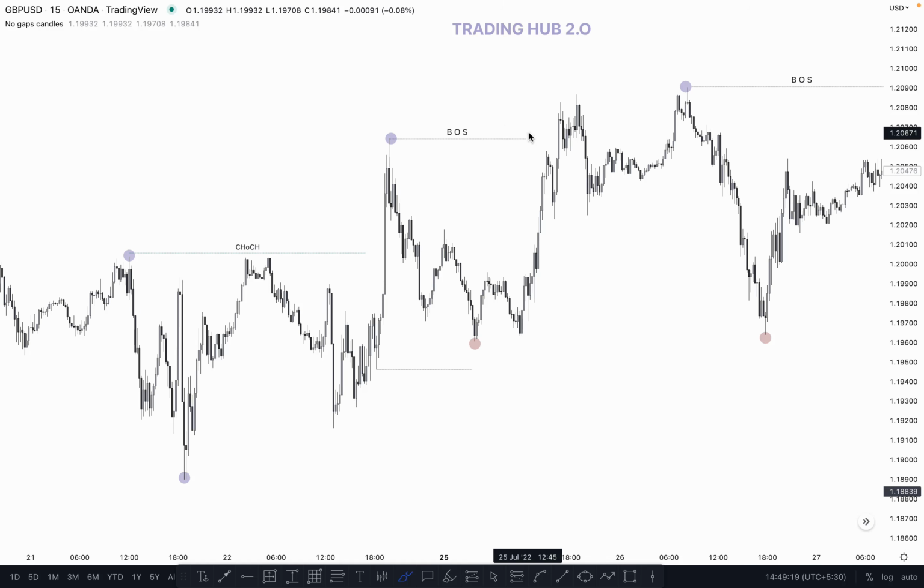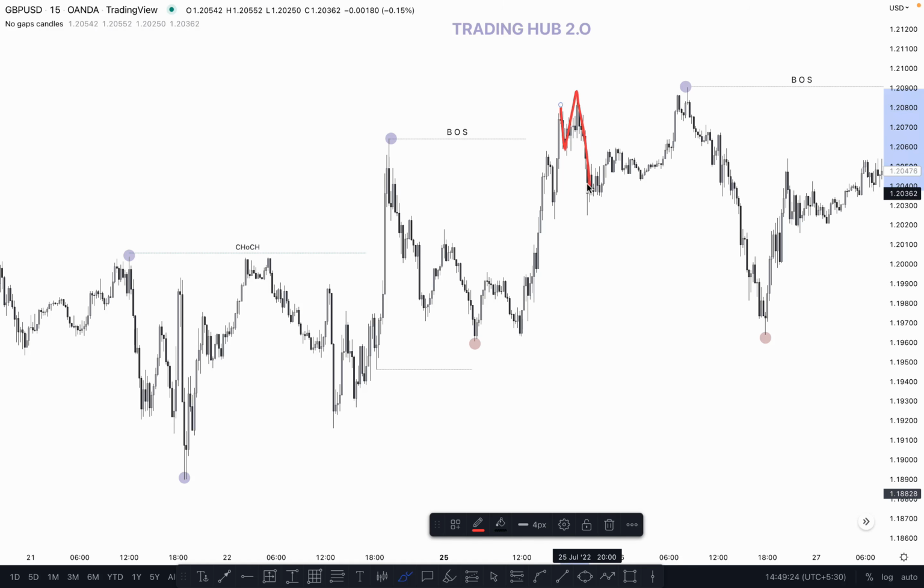So when can we take another entry? The market pushes downside and takes a deeper pullback. If you notice here, the market just swept the liquidity. This is an indication that the market is looking for a deeper pullback. After taking out this high, where is our inducement? The first one is here, this is our first inducement, and after this inducement we can buy here.